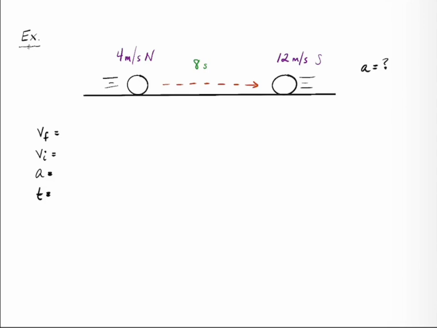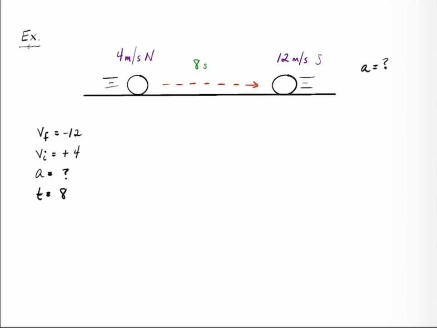So because my final velocity is 12 meters per second south, I'm going to note that as negative 12, okay? The negative signifying it's going to the south. The initial velocity is 4 meters per second to the north, so I'm going to signify that with a positive 4. Once again, the acceleration is the unknown quantity, and I'm told that the time that elapses is 8 seconds.